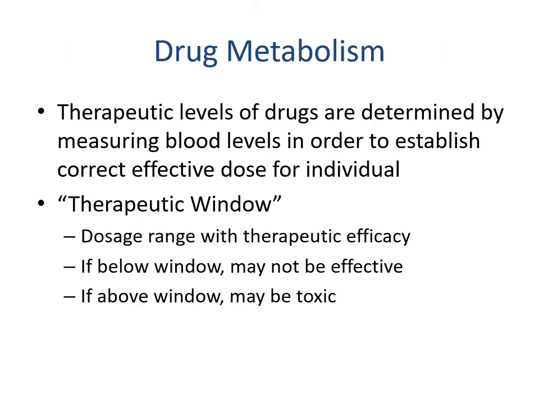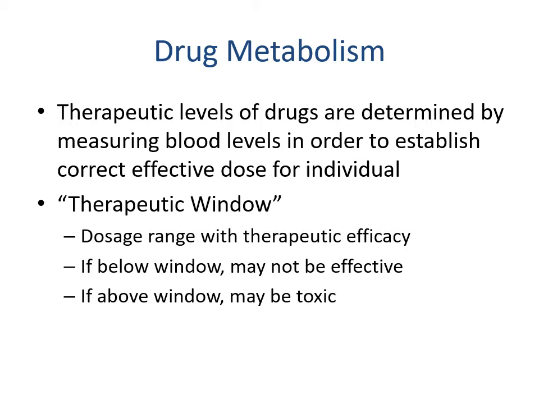Now, something else to consider with our drug metabolism is the therapeutic levels. Therapeutic levels of a drug are determined by measuring blood levels in order to establish the correct effective dose for an individual. So we have what's known as the therapeutic window. This is the dosage range with the therapeutic efficacy, so it works therapeutically. If below that window, it may not be effective, and if above that window, it may be toxic. Ideally, we like drugs that have large therapeutic windows, meaning it's very hard to get the drug wrong. Either it will have no effect, but it's very unlikely to be toxic.